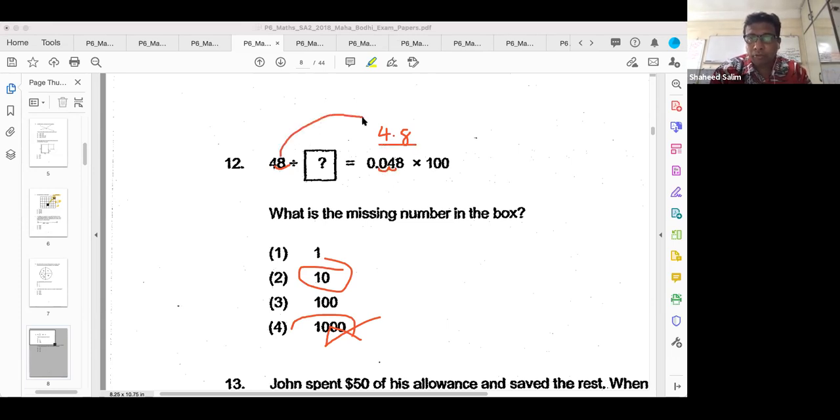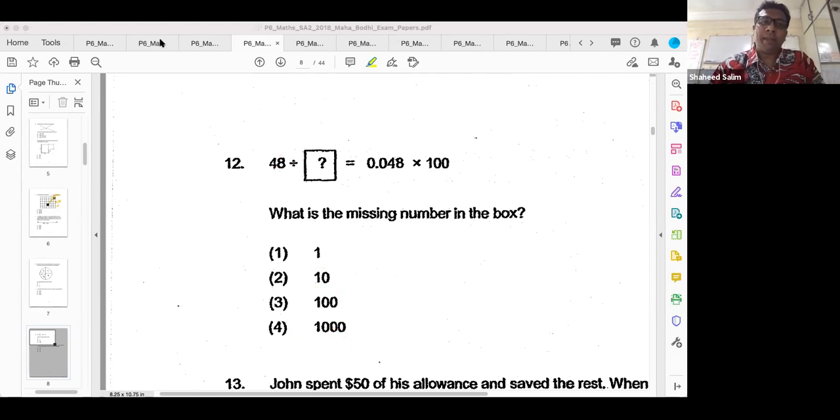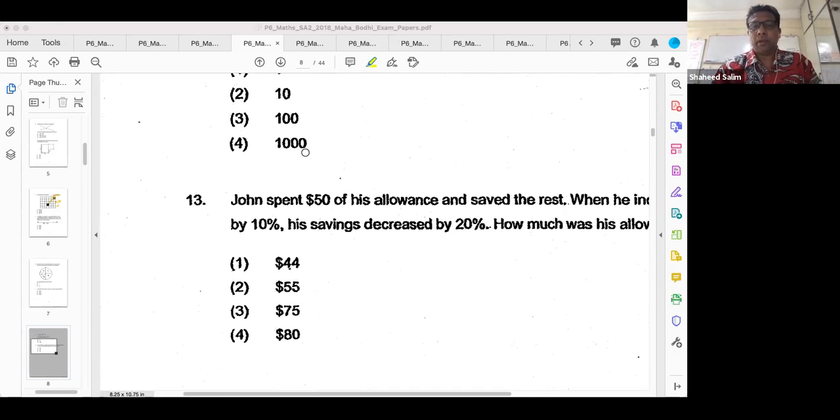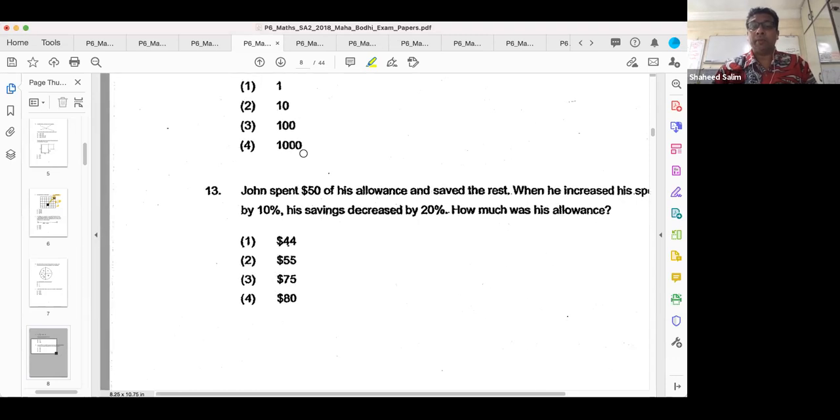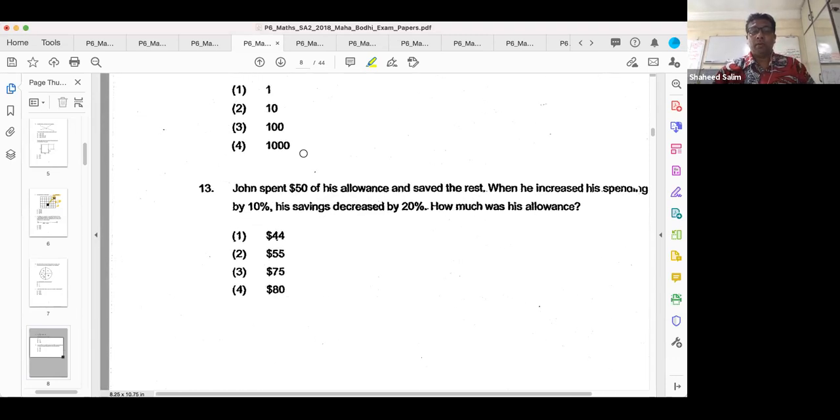Now, how to get to 4.8 for this one? 48, how do you get 4.8? You have to shift 1 down here. When you shift 1, it means 1 zero. Okay, be careful. Again, if you are making mistakes, you are careless. This one now. Okay, 2 marks. All these are 2 marks. From 11 to 15 is 2 marks.